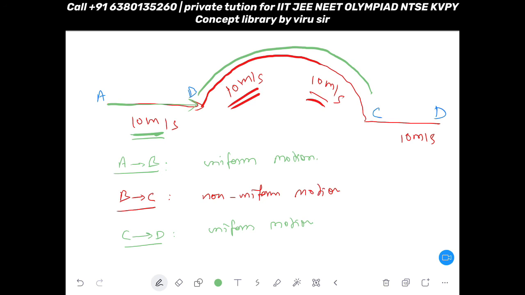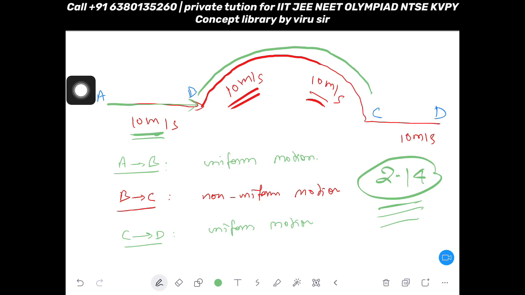That's all. We'll stop class today, and you have to do some homework from that chapter. Before page 2.14, whatever questions you have, you solve all the questions, right? From next class we will do equations of motion. Okay, then we stop the class. Okay, bye bye.